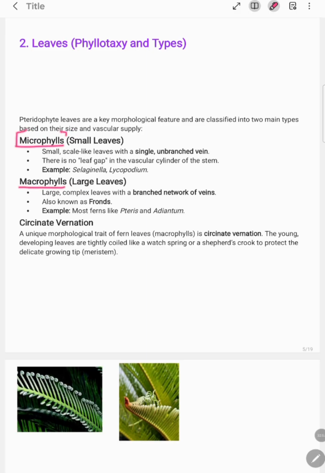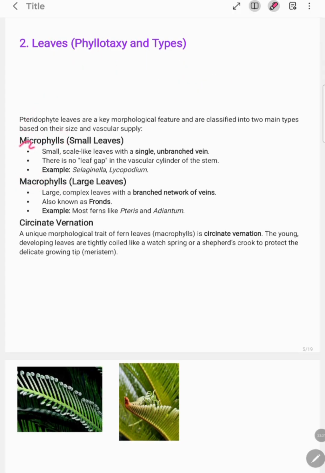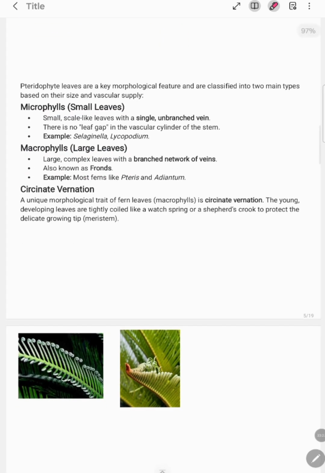See, as the name suggests, micro. What do you guys mean by micro? This refers to small, something which is related to small. Another, the macro. Macro refers to large, something big. As the name suggests, we are going with respect to the terms. Okay. So here the microphylls, these are your small leaves, while the macrophylls, these are your large leaves.